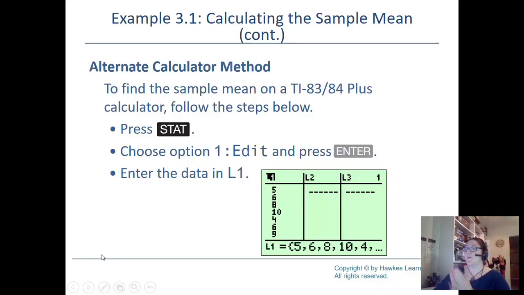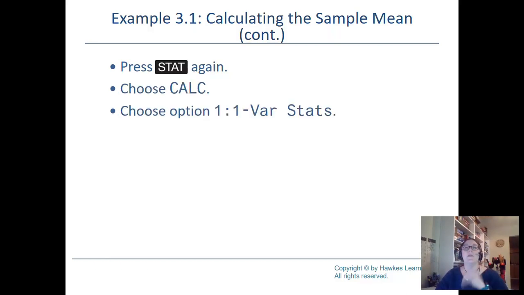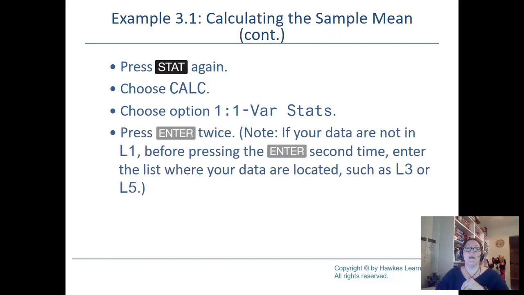Okay, so now that we've got all of that in the calculator, you've got it all in, we're going to hit stat again, and then you're going to choose calculate, and then we're going to go to 1 var stat. Now, please hit enter twice. Now note, if it's not showing list 1, or if you are missing list 1.